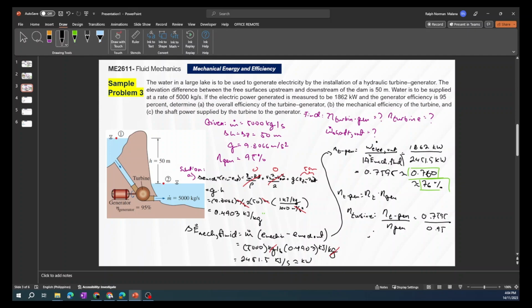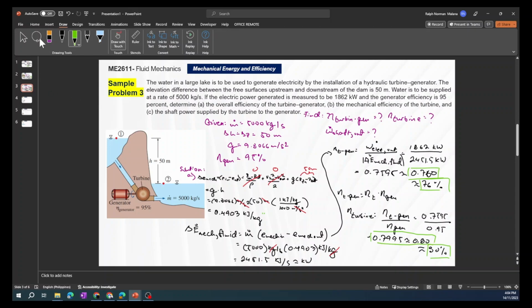And this should give us 0.7595 divided by 0.95, which is 0.7995, or roughly 0.8. So it's 80%.